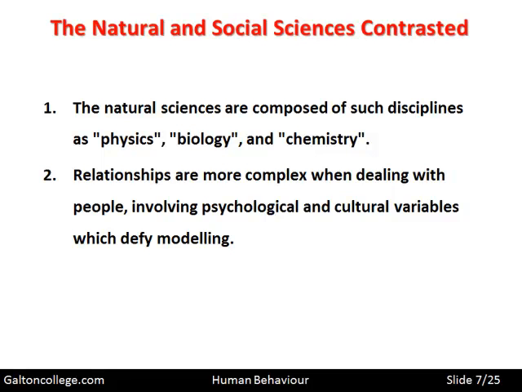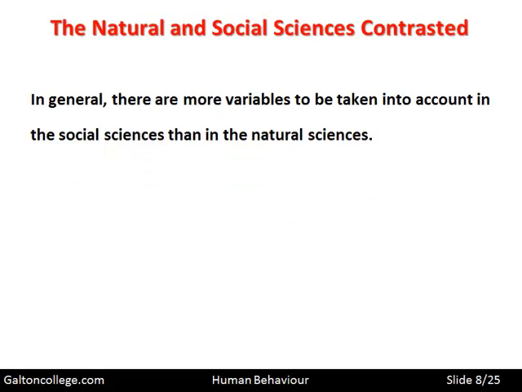But in economics and in the social sciences, people do have a psychology. They've got cultural variables, and they don't like to be modeled. They don't like to be predictable. So dealing with people is far more complex than dealing with inanimate objects. So in a sense, the natural sciences are much more clear-cut. In general, there are more variables to be taken into account in the social sciences than in the natural sciences.